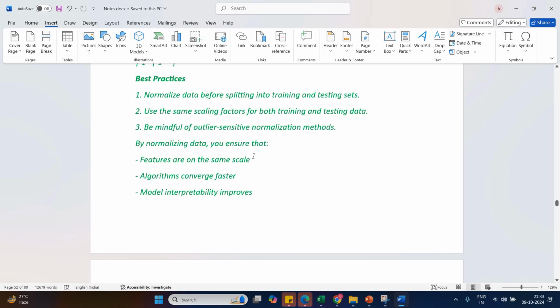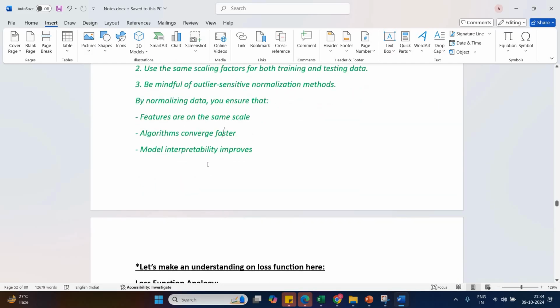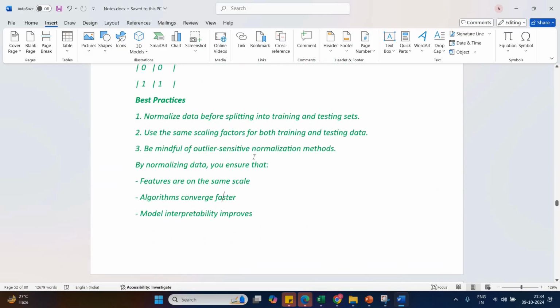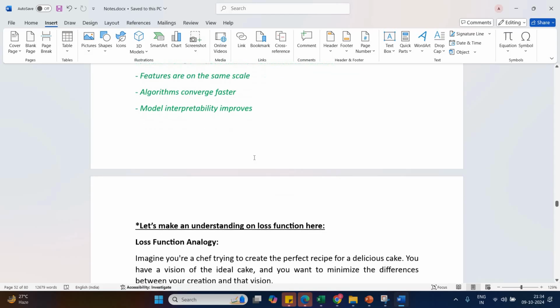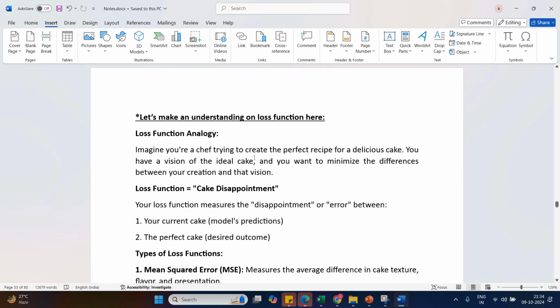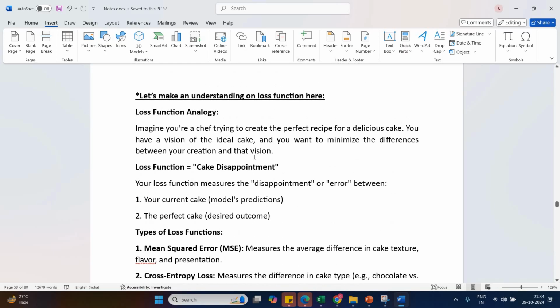By normalizing data, you ensure that features are on the same scale. Algorithms converge faster. Obviously, it will converge faster because you have the data on the same scale now. Model interpretability improves, right? Whatever it wants to interpret, it will be easier for it. It will improve. Okay, so now we come to the other topic, which is the loss function. So this is really easy to understand, right?